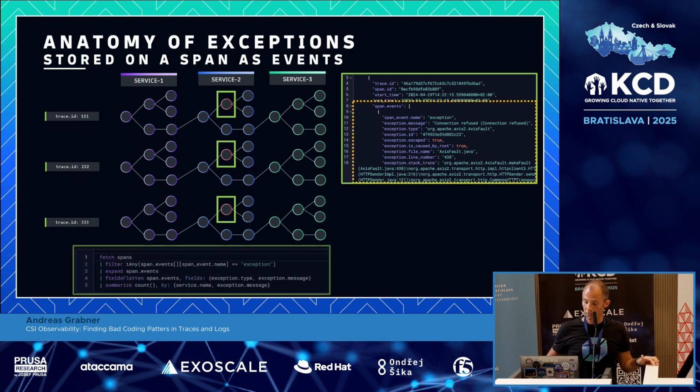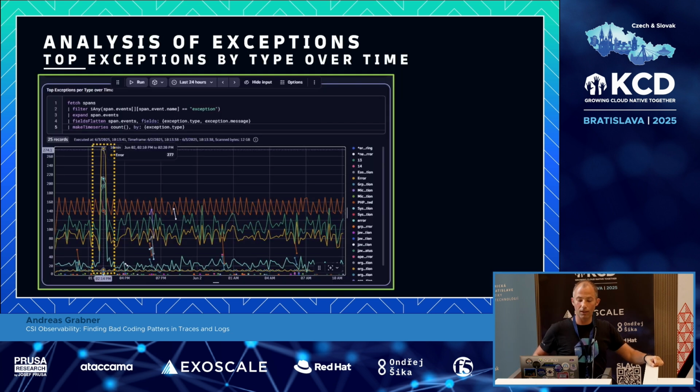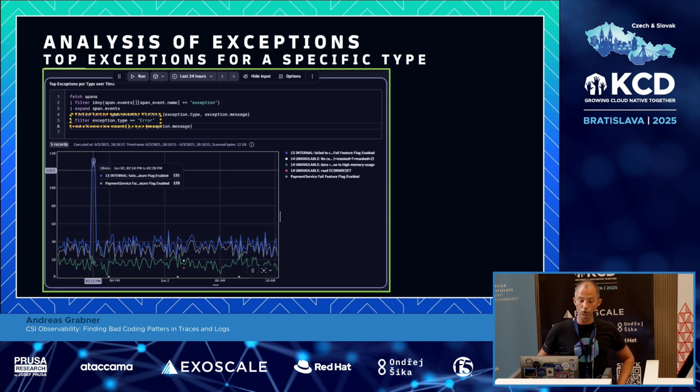What we can now do is again run a query and say, look at all the spans where we have span events that mark an exception, and then give me an overview of what the top exceptions are and also in which particular service they come in. Then we can also do the analysis over time. Obviously, something clearly happened here because at this particular time frame, we had a huge spike in just a couple of those exceptions. If I'm interested in exactly those, then I can also filter and say, only show me those errors, and then show me not only the exception type, but the actual exception that happened.